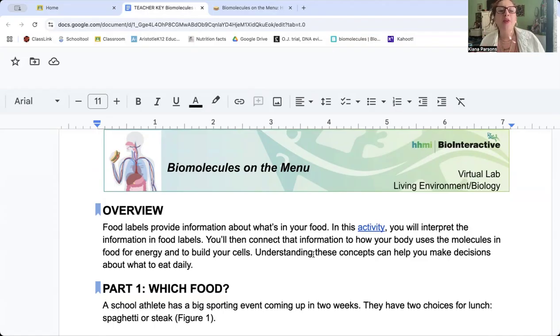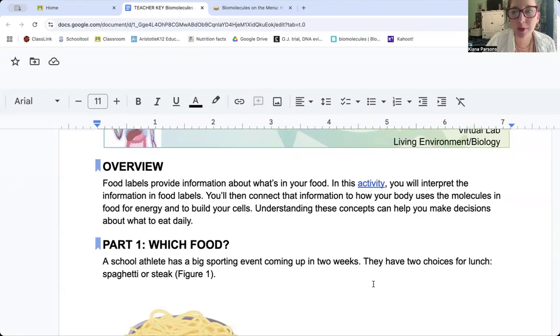All right. So food labels provide information about what's in your food. In this activity, you will interpret the information in food labels. You'll then connect that information to how your body uses the molecules in food for energy and to build your cells. Understanding these concepts can help you make decisions about what to eat daily.